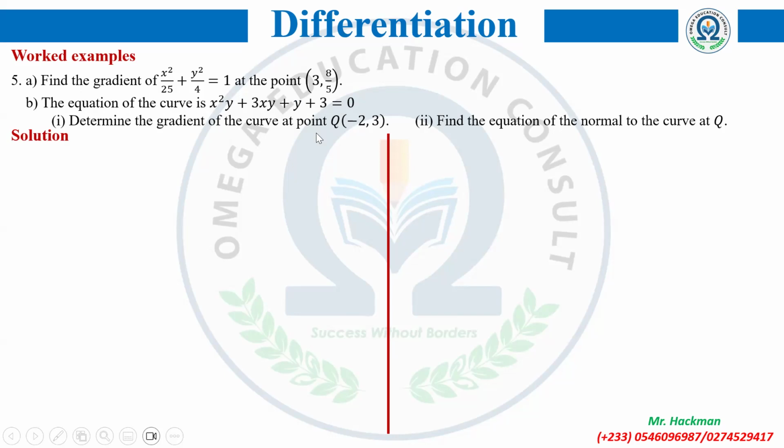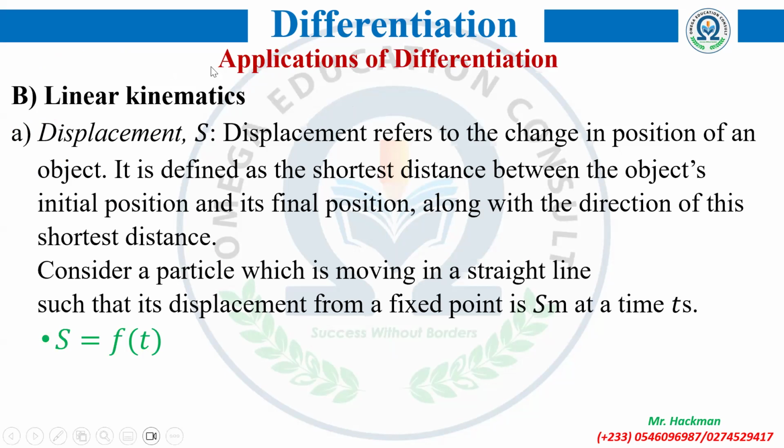Find the gradient of the curve at this point. So you differentiate, then you substitute implicitly the x coordinate and y coordinate. That will give you the gradient. And you are asked to find the equation of the normal, which will be given by y minus y1 is equal to -1 over m into x minus x1. So you use the m that you found here to find the equation of the normal. As simple as that. So there is nothing wrong with the question. That will take us to our next application.